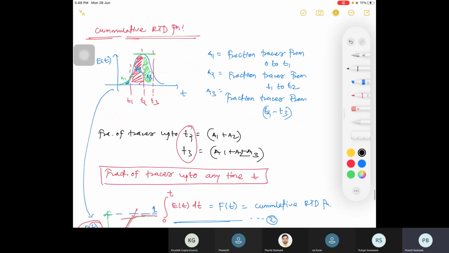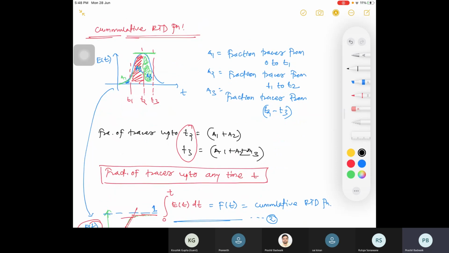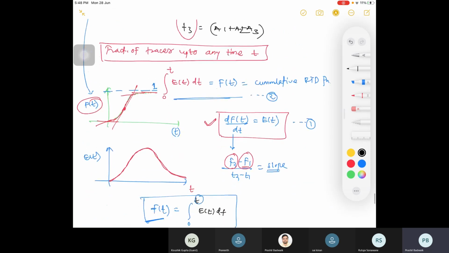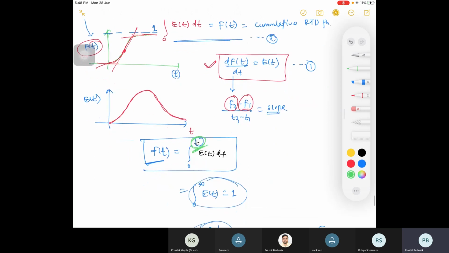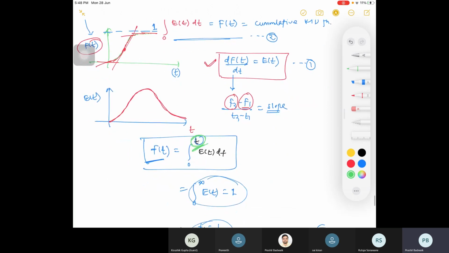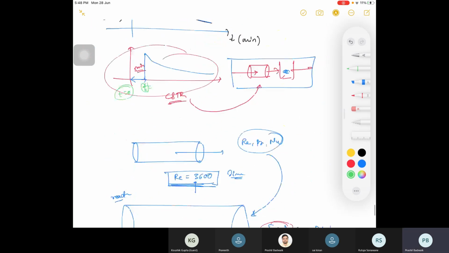Okay, then we ended up with your cumulative RTD. What is cumulative? That is you are adding the fraction up to that time, right? So you will be having integration from 0 to that particular time, right? It is not 0 to infinity, otherwise it is your area under the E curve. So we are getting F of t, that is your cumulative RTD up to a particular time, right? So this is where we reached.